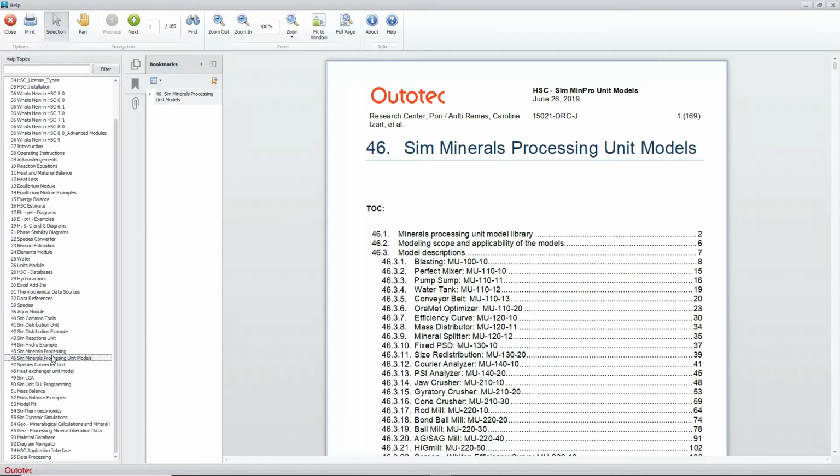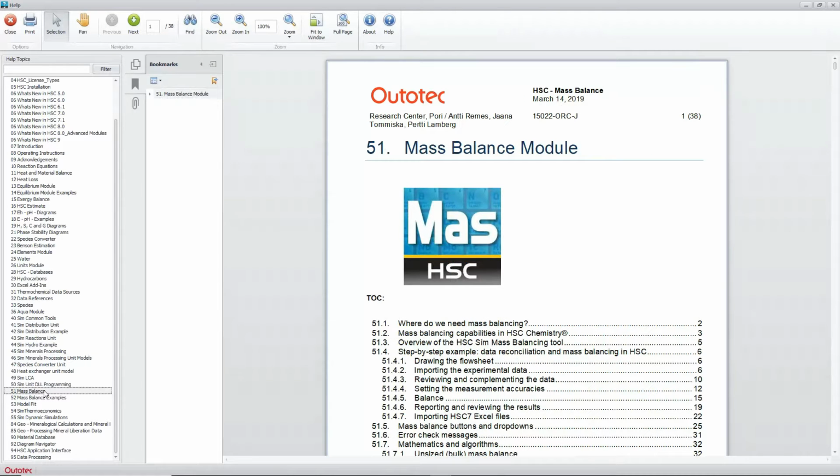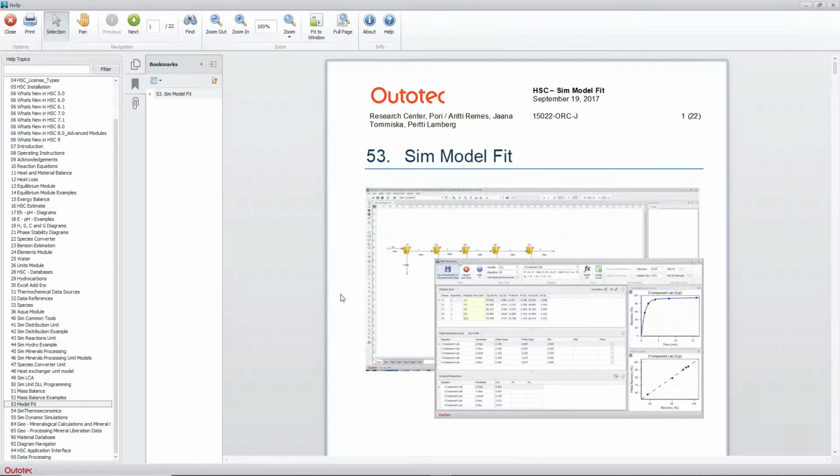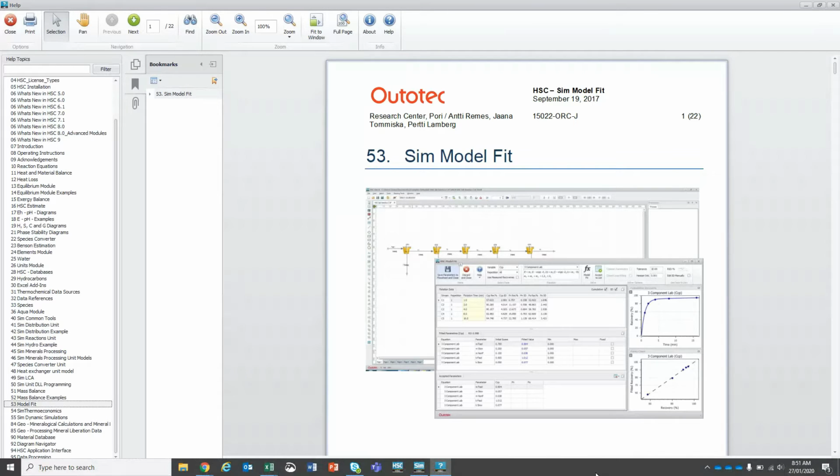The unit models are described in detail, and then we are going to be spending our time in the mass balance module and the model fit section. And you can see here, there we have flotation modeling, and a curve is fitted here graphically, but it describes the kinetics of flotation, and that will allow us to model from the test work what will happen in an operating plant under various conditions. So let's get started with Excel.